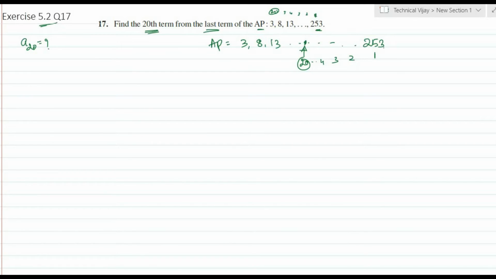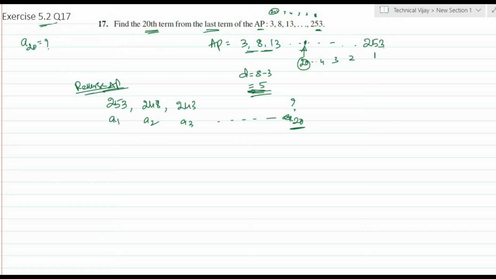So what do we have to write? First we will calculate the common difference, which will be the same. So D is equal to 8 minus 3, which is equal to 5. When you write this AP in reverse order, 253 is the first term. Then for the next one, since the original has plus 5, you have to subtract 5. So 253 minus 5 is 248. Next again minus 5, so 243, like this. This will be A1, this A2, this A3, and up to this A20 we have to find out. This is a reverse AP.